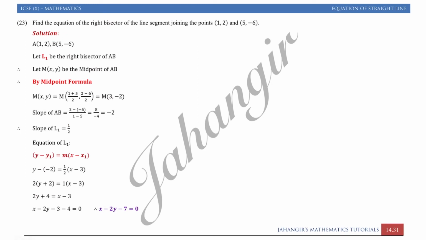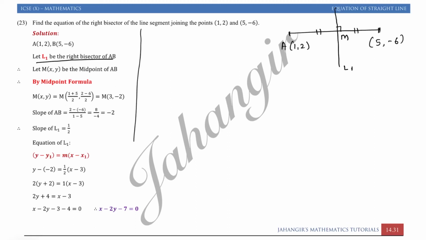Find the equation of the right bisector of a line segment joining A and B, joining 2 points, that is A we can take as 1 comma 2 and another point 5 comma minus 6. We can say let L1 be the line which is the right bisector. Right bisector means perpendicular bisector. So if L1 is the right bisector of AB, then it intersects AB at M. M is the midpoint of AB.